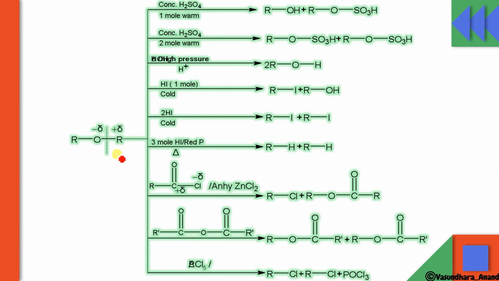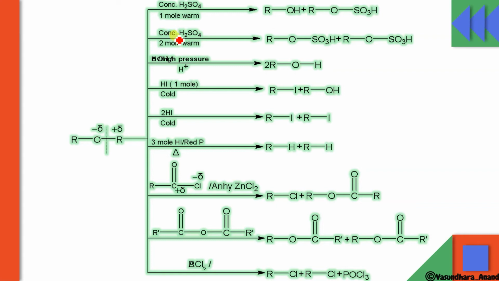So let's assume this is ether. This bond can be broken, and obviously oxygen being electronegative will have a negative charge, and R will have a positive charge. So let me explain how it will react with this reagent. With 1 mole of conc H2SO4, if we use conc H2SO4 and warm it, then it will give you alcohol and alkyl hydrogen sulfate. H2SO4 will give you H+ and SO3H-. This H+ will attach to the alcohol part, and the other R will attach to the SO3H-, and that will give this compound.